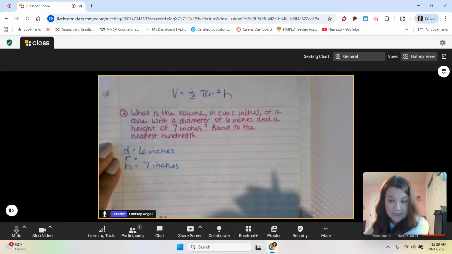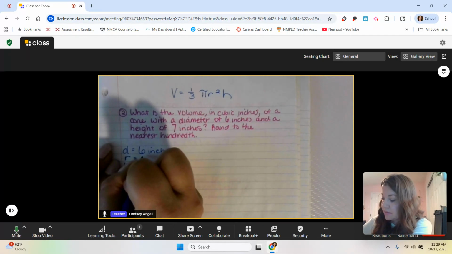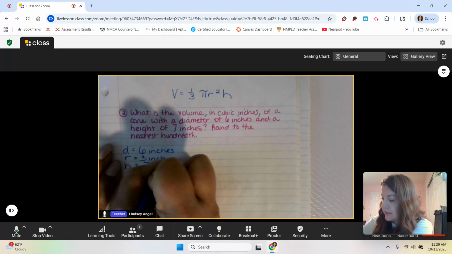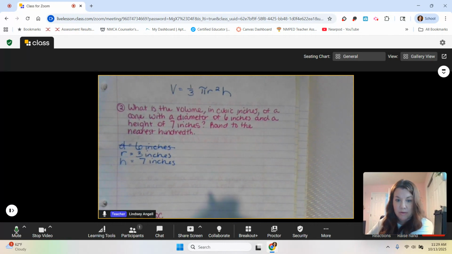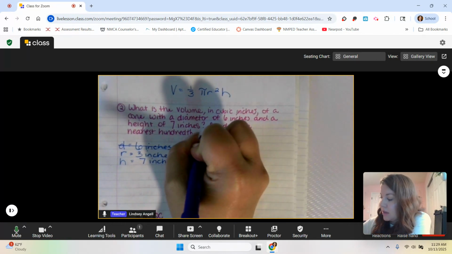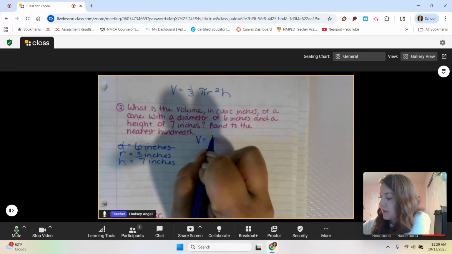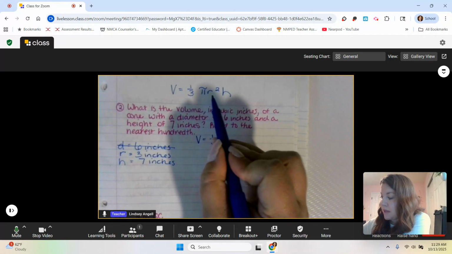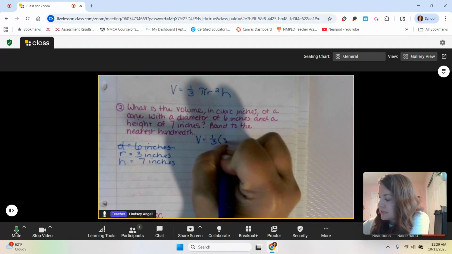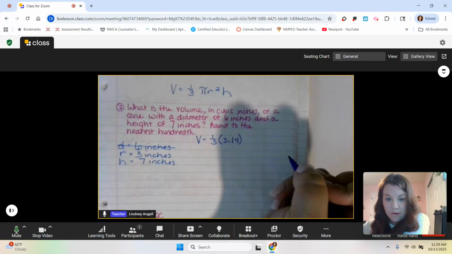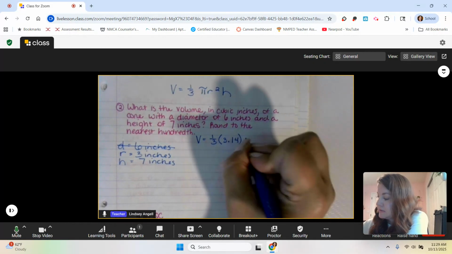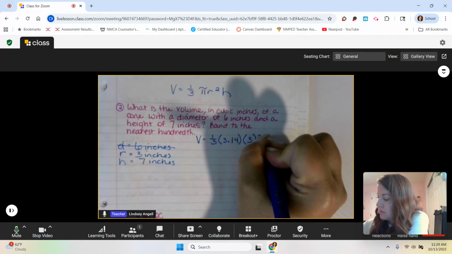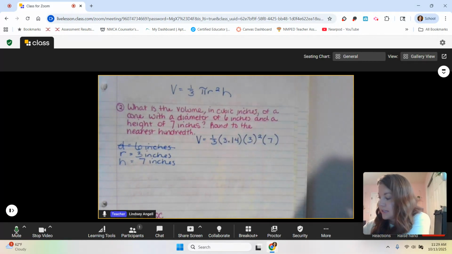So what's half of 6? 3. So if my diameter is 6, that means my radius is 3, and so really I don't need that information anymore. Okay? And then I can go ahead and plug into my formula. So I have it written up here. We've got 1/3 times, and then I'm going to use 3.14 for pi, and then times the radius, which was 3, so we've got 3 squared times the height. So I plugged everything in.